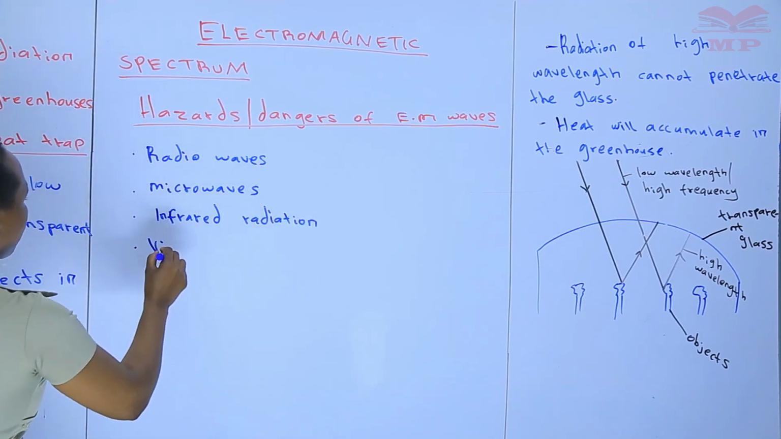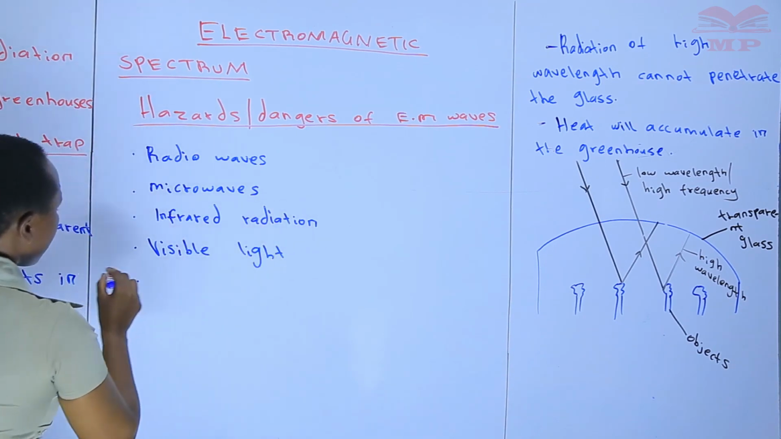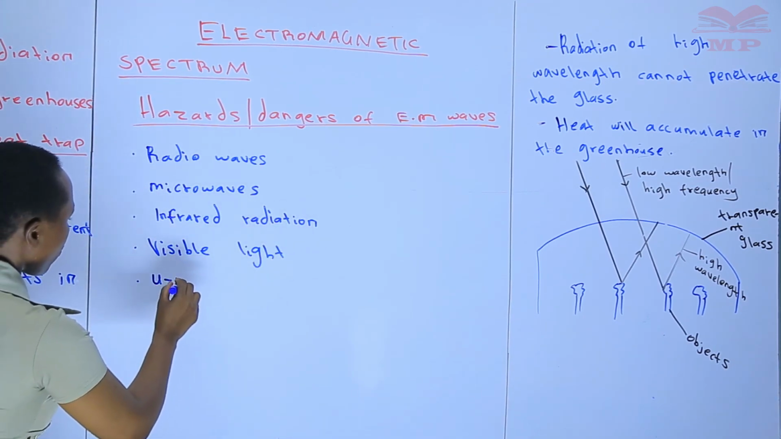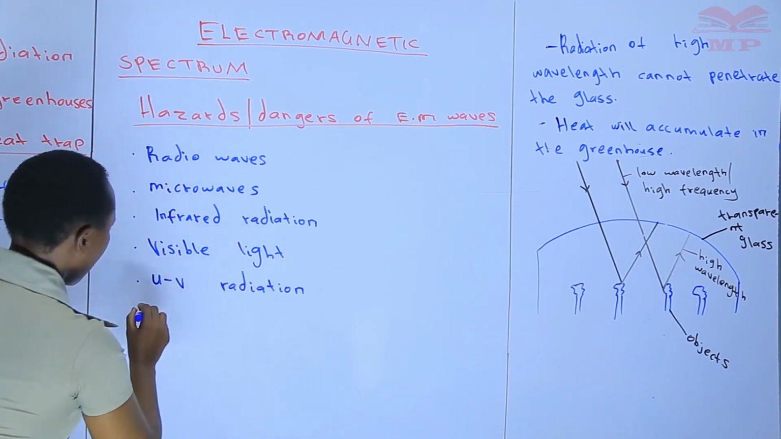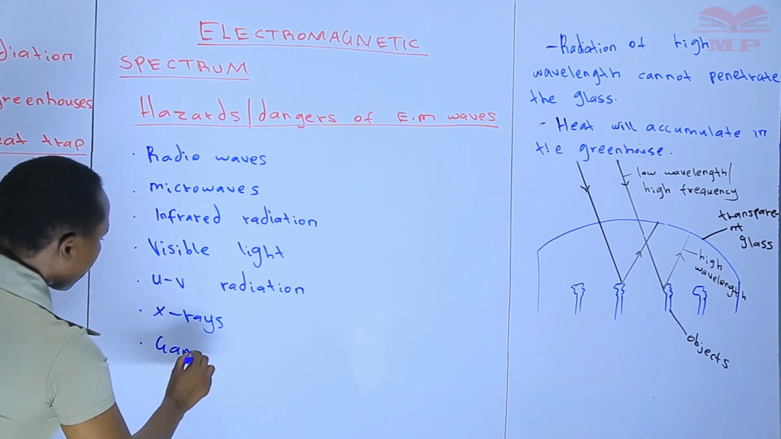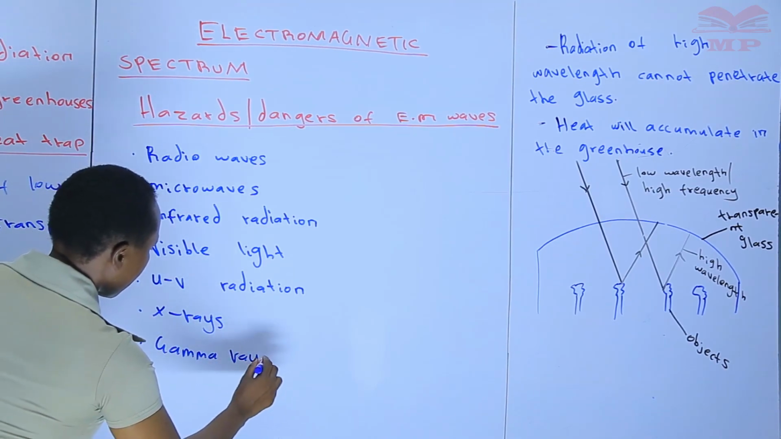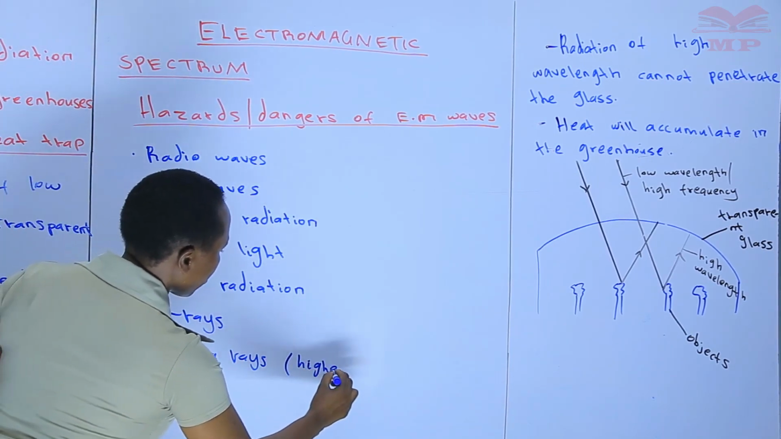We have the visible light. After the visible light, we have the UV radiation. Then we have the X-rays. And finally, we have the gamma rays. And gamma rays have the highest energy.